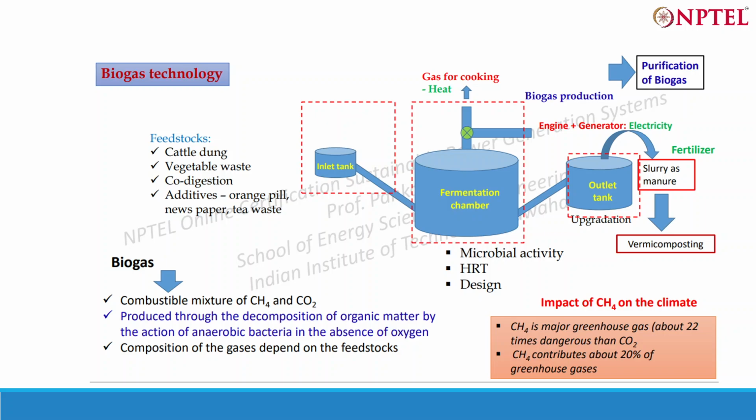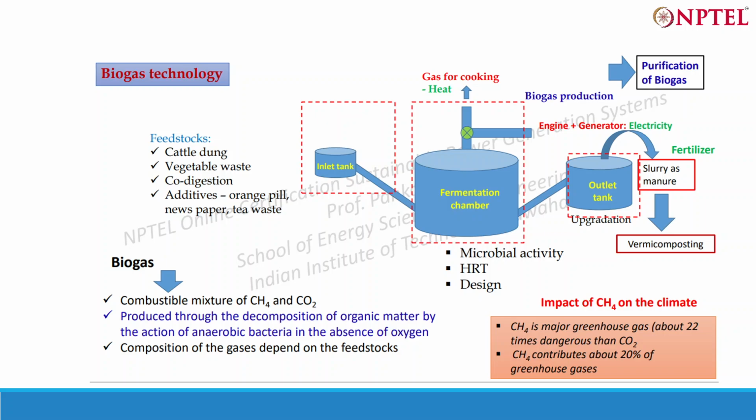It has to be sustained. That is why, and there are also some clear-cut advantages over the thermophilic zone when you go for the mesophilic zone. So we have feedstock such as cattle dung, vegetable waste, co-digestion, additives, orange peel, newspaper, and tea waste.